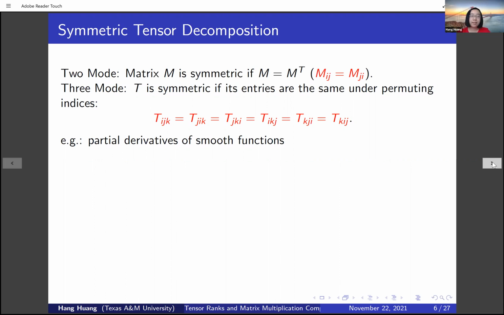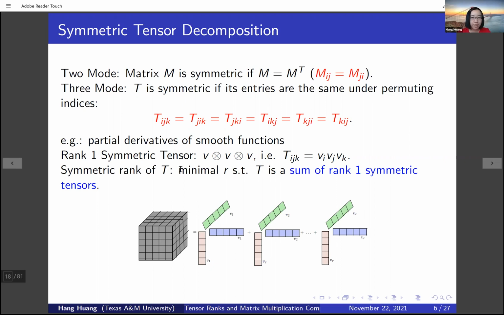So if your tensor is symmetric, most of the time we want to find a decomposition that respects the symmetry. In other words, we want to decompose it into rank 1 symmetric tensors. A rank 1 symmetric tensor just means that instead of picking a vector for each of the modes, now I pick the same vector for all of the modes and then tensor them together. In terms of entries, this means the ijkth entry of your tensor equals vi times vj times vk. And a symmetric rank decomposition of a symmetric tensor just means I want to decompose my tensor into a sum of R rank 1 symmetric tensors. So this is a very similar picture as before.